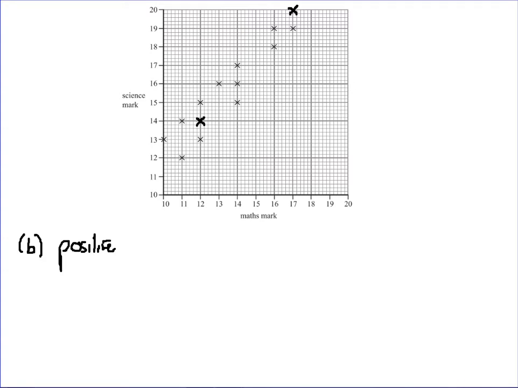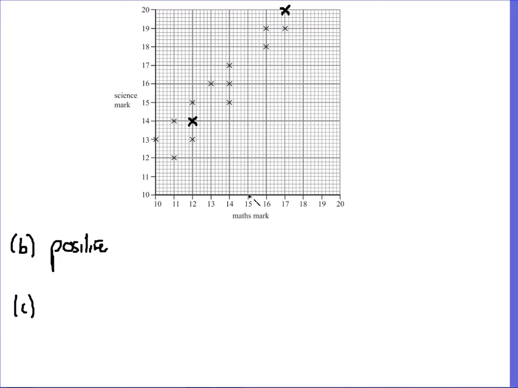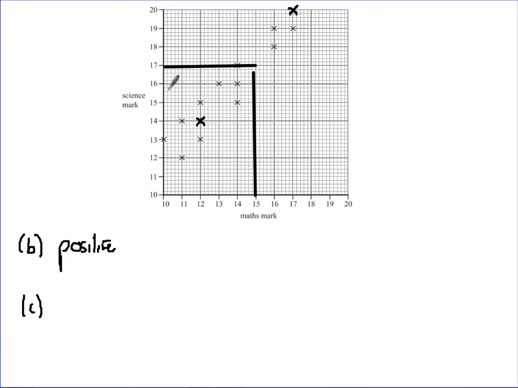Then part C, estimate the science mark for David. So what we've got to do here is we're given a mark, David's mark in maths was 15. So you go up at 15 and then look for the main sort of area, which is around here. So I think 17 would be a good answer. They are allowing from 16 to 18, so including those two numbers.